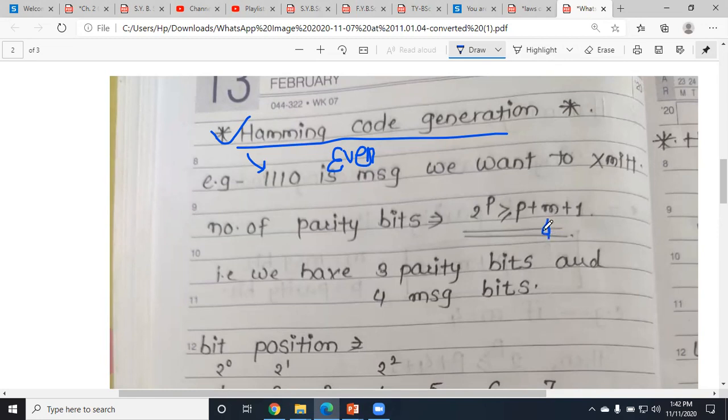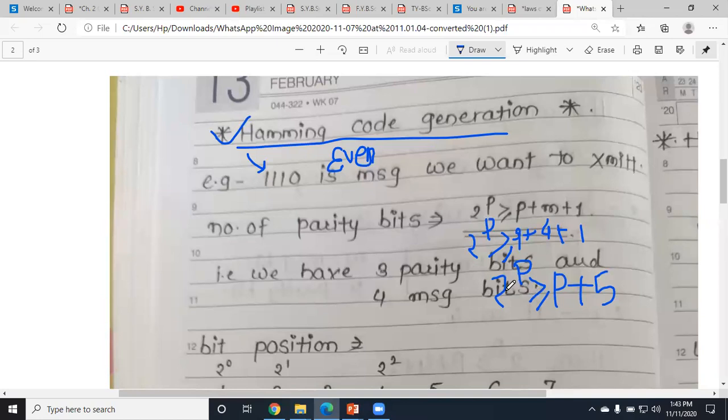4. Right? So the equation will be 2 raised to p greater than or equal to p plus m plus 1. So m is my 4 and this is 1. Correct. So the ultimate equation will be 2 raised to p greater than or equal to p plus how much? 5. This is 4 plus 1, 5. Right. So we have to consider the value of p such that the equation should at least satisfy one condition, either greater than or equal to.